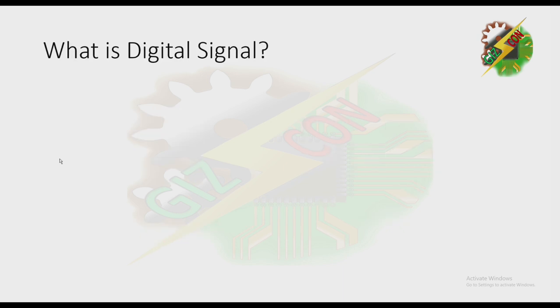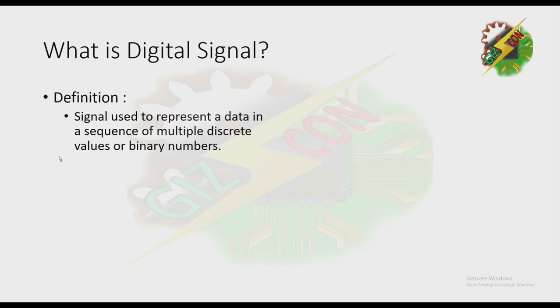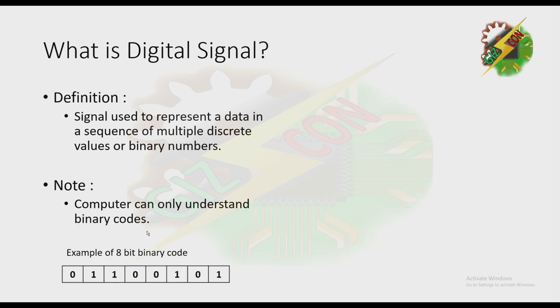Now let's discuss what a digital signal is. A digital signal is the signal used to represent data in a sequence of multiple discrete values or binary numbers. Take note, a computer can only understand binary codes. And this is an example of an 8-bit binary code.